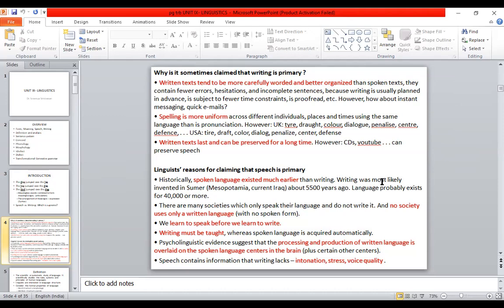But when it comes to spelling, through the written mode, I'm sure all of you remember when we were doing language, when I talked of Samuel Johnson, I said one of the most important roles that the dictionary played was standardizing the spellings, right? So when it came to the written mode, they tried to standardize spelling. So that is followed even today. A written text can be preserved for a long time. Yes. Now, what are the linguists' reasons?